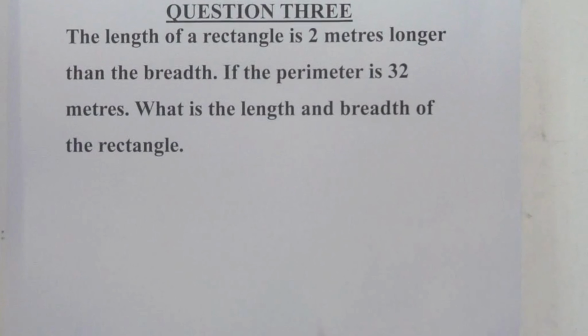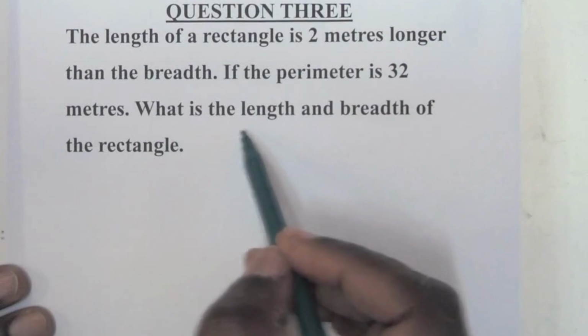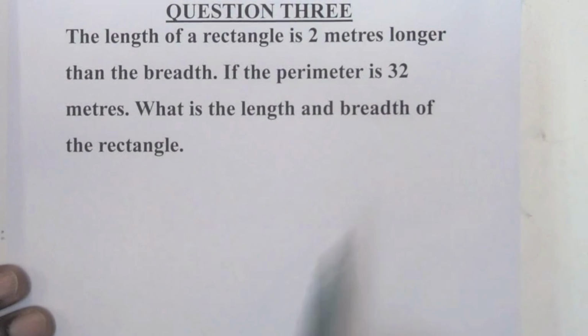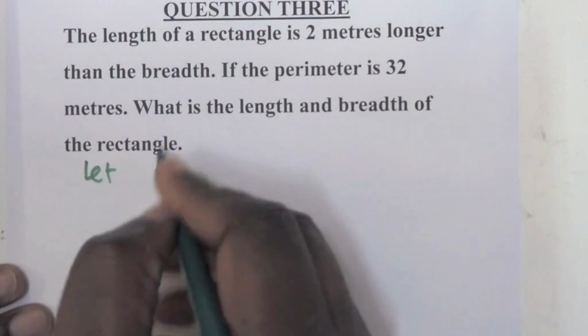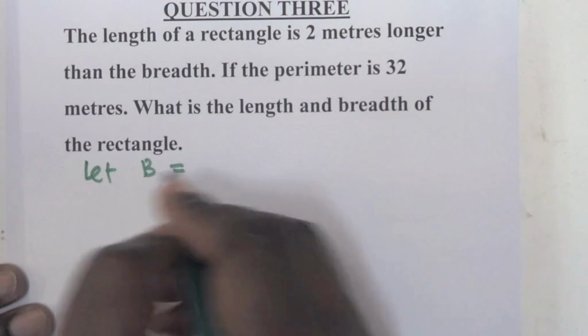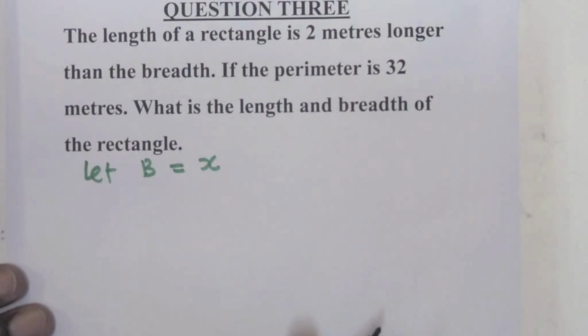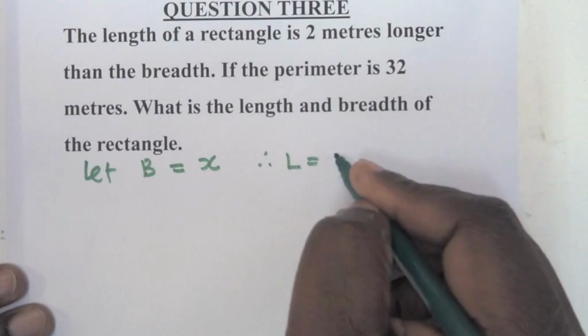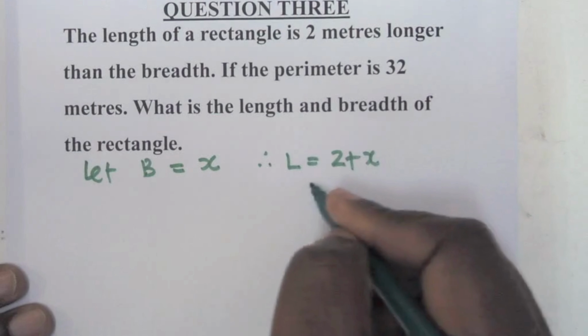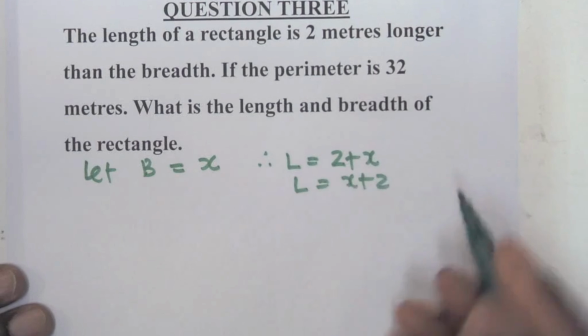The question reads, the length of a rectangle is 2 meters longer than the length of the breadth. What is the length and breadth of the rectangle if the perimeter is 32 meters? So I'm going to start by saying let B, which is representing the breadth, be equal to x. Therefore, the length is going to be 2 plus x, which I can write as x plus 2.